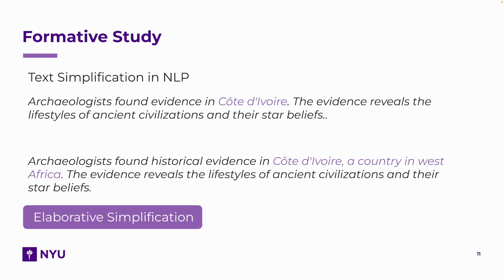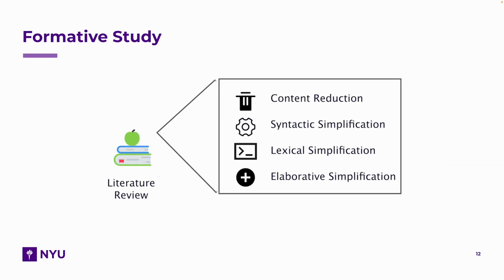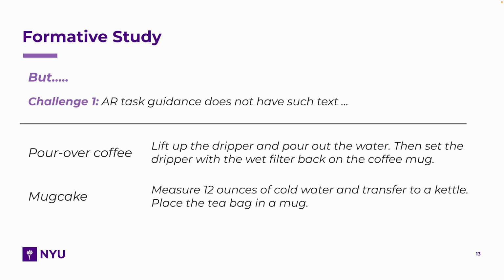The final technique is elaborative simplification, which elaborates on some difficult words. For example, here we added an elaboration on Côte d'Ivoire: a country in West Africa. To sum up, traditional text simplification in the NLP community typically involves four techniques: content reduction, syntactic, lexical, and elaborative simplification. However, applying text simplification directly to AR task guidance is challenging.